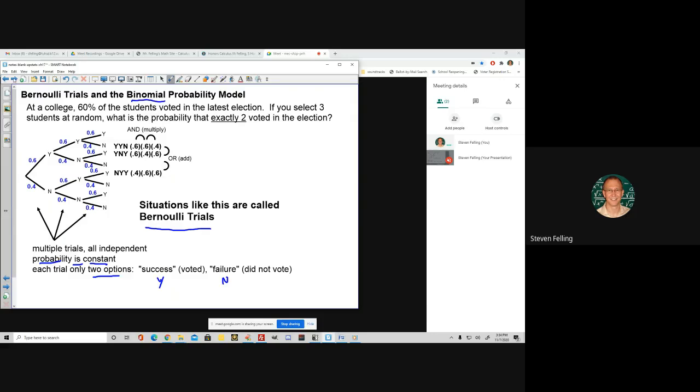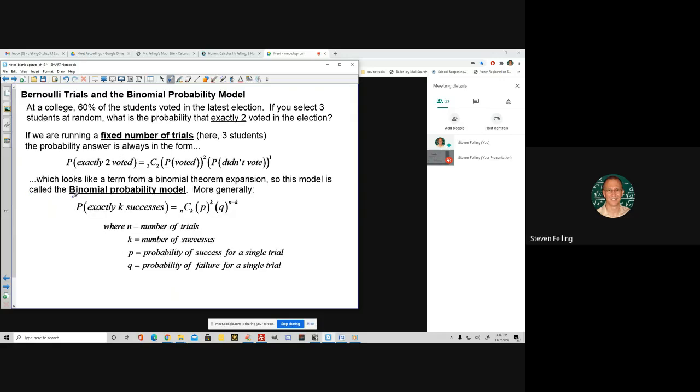Okay? And so what makes this a binomial probability model is that we're running a fixed number of trials. We have 3 students, and we're specifically finding the number that are yeses out of the total, right? So if we're finding the probability of a number of yeses out of a total number, and we have a Bernoulli trial, then that means we can do this whole thing with what's called the binomial probability model, which means instead of doing that whole tree, we can just jump straight to this.